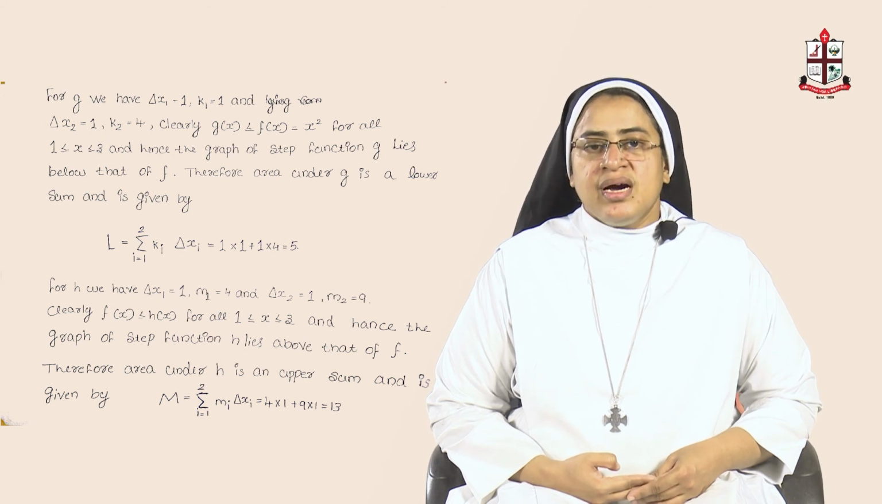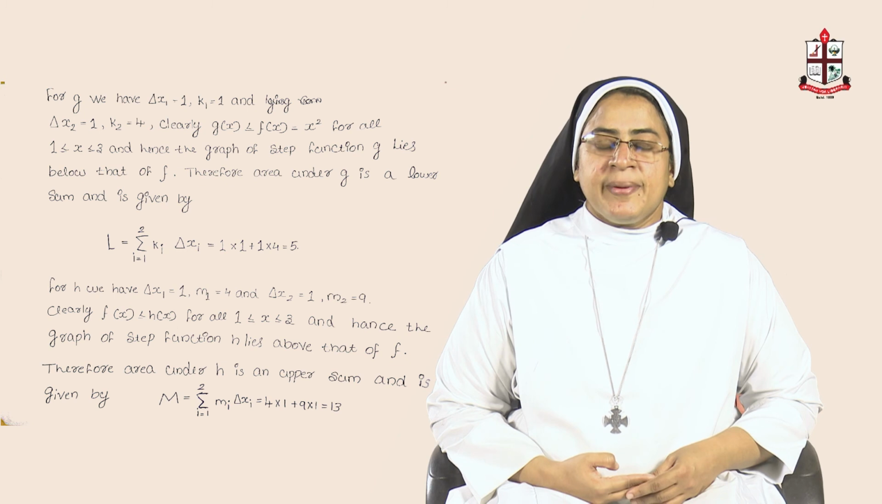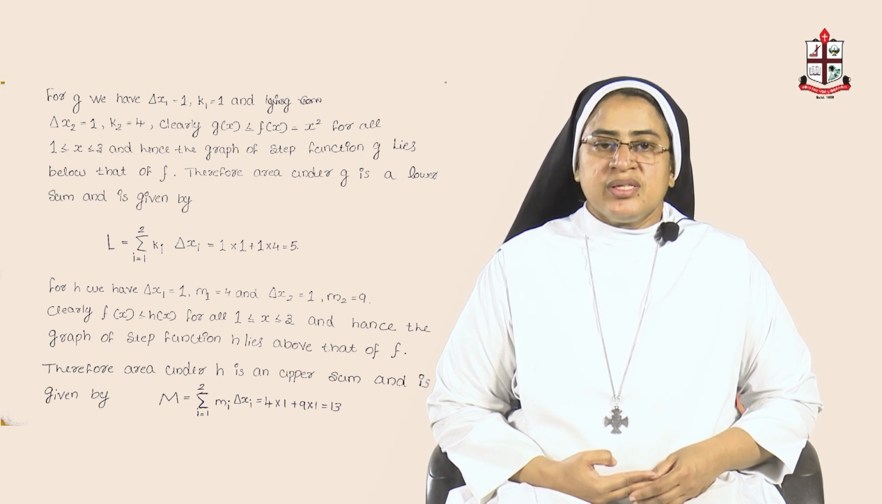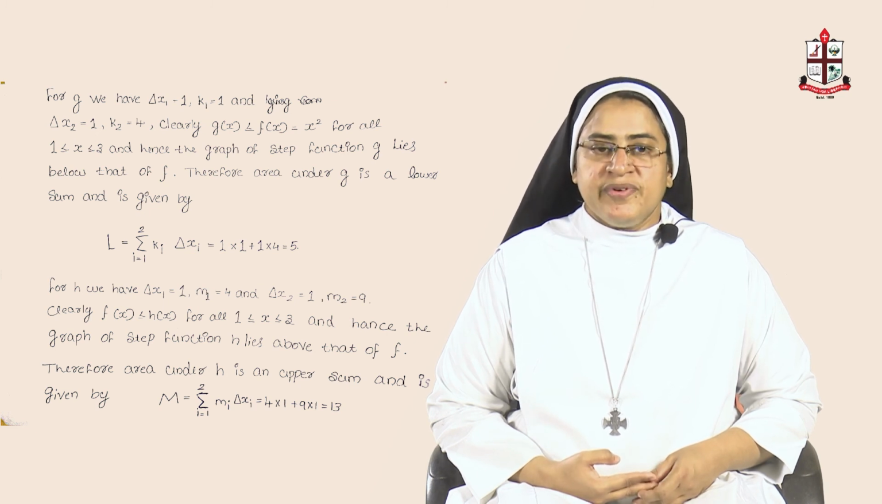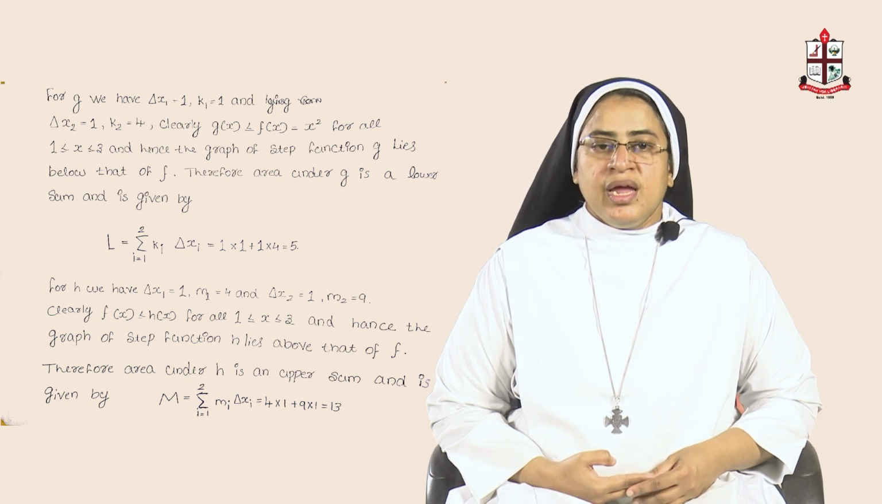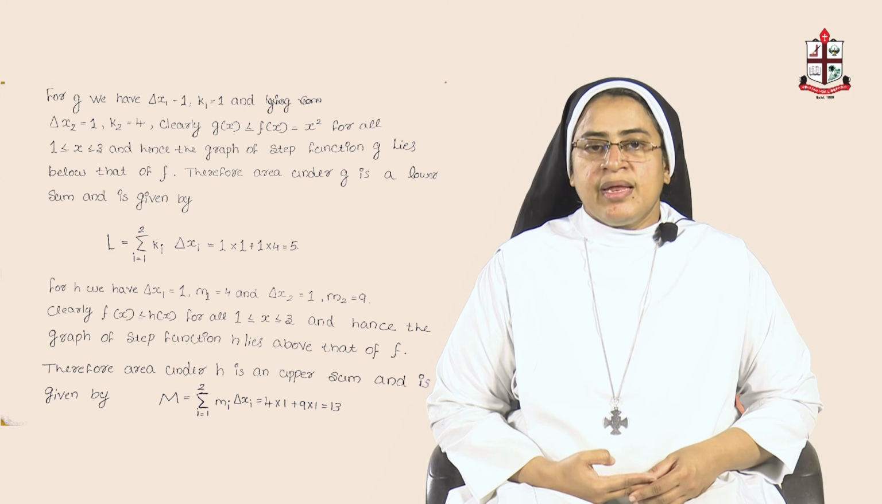So, under g it is a lower sum, capital L, equal to sigma i equals 1 to 2, the 2 subdivisions, k i delta x i, which is 1 into 1 plus 1 into 4, and the final answer is 1 plus 4 equals 5. Now, for the next step function h of x, delta x1 is 1, m1 is 4 and m2 is given as 9, delta x2 value again 1. You can see that f of x is always less than or equal to h of x for all x ranging from 1 to 3.